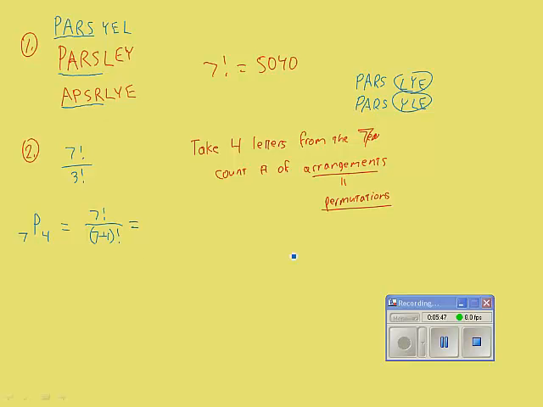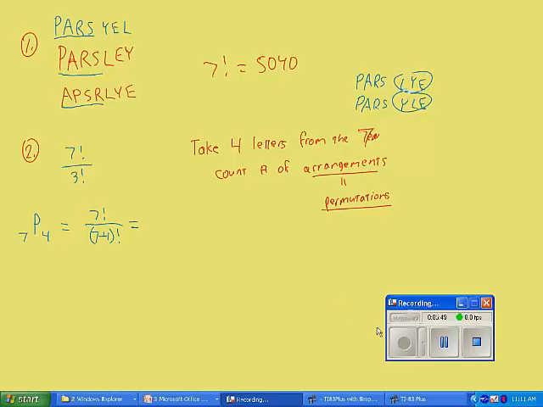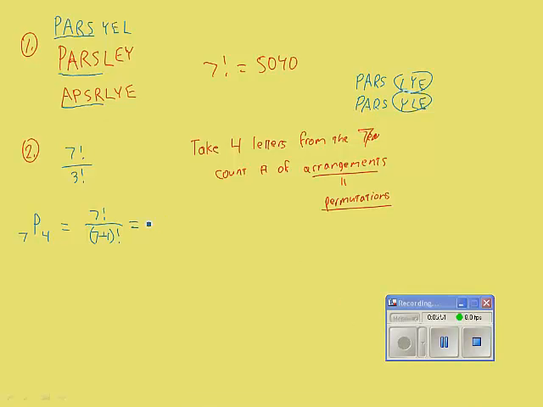So what was 7P4? Did you guys calculate it? 840? There are 840 arrangements. Now, why isn't it 7C4? For those of you that thought it was 7C4, let me ask this. See this word here, PARS, and this one, APSR? Are they the same word? How many say those are different words?